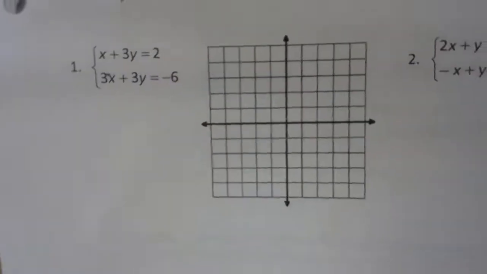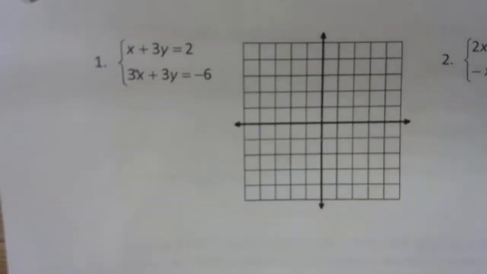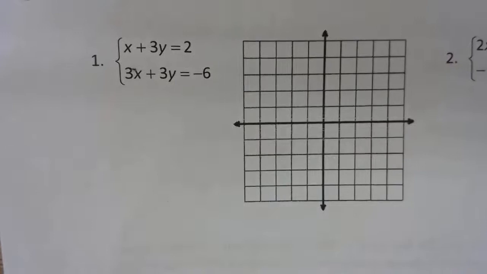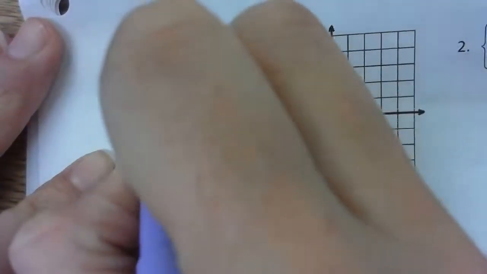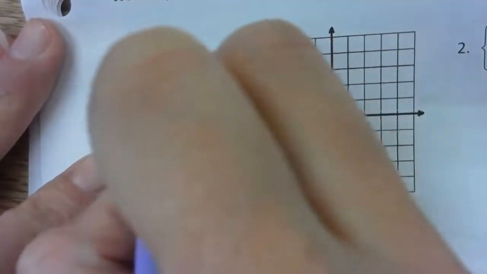So let's start with number 1. Again, anytime we are solving a system of equations, we are going to solve for y. So in this case, to solve for y, you'd subtract x and then divide by 3.